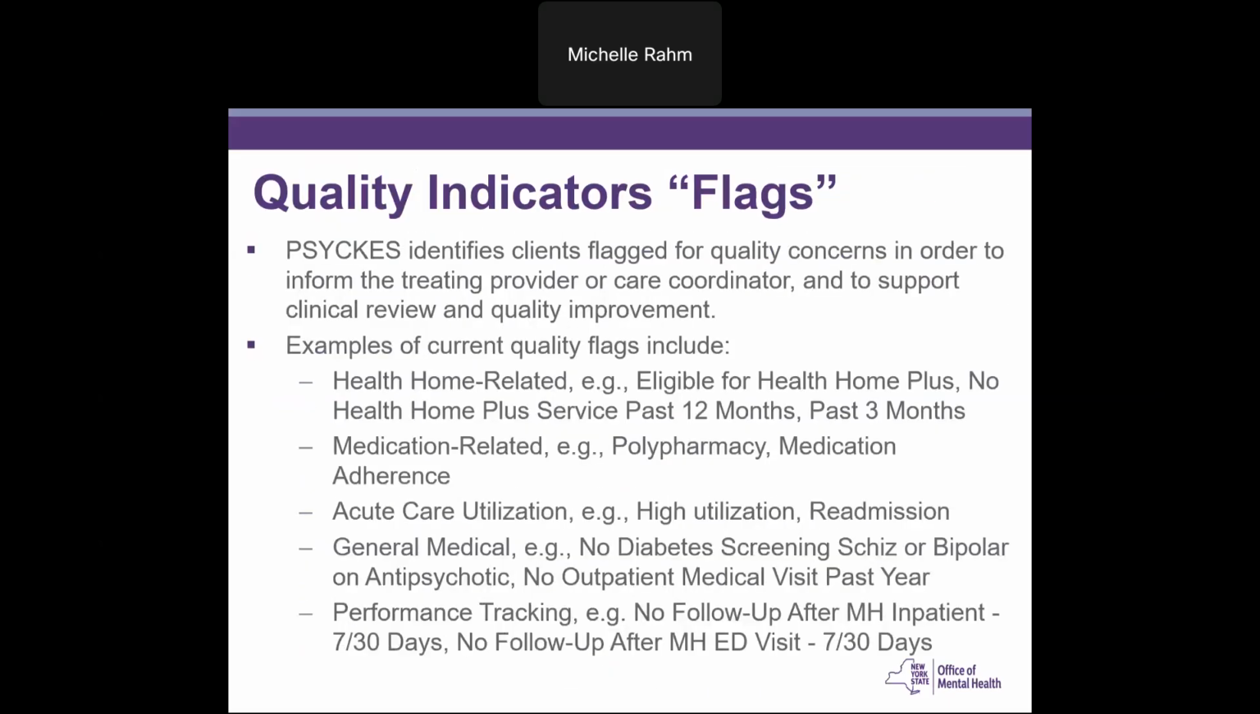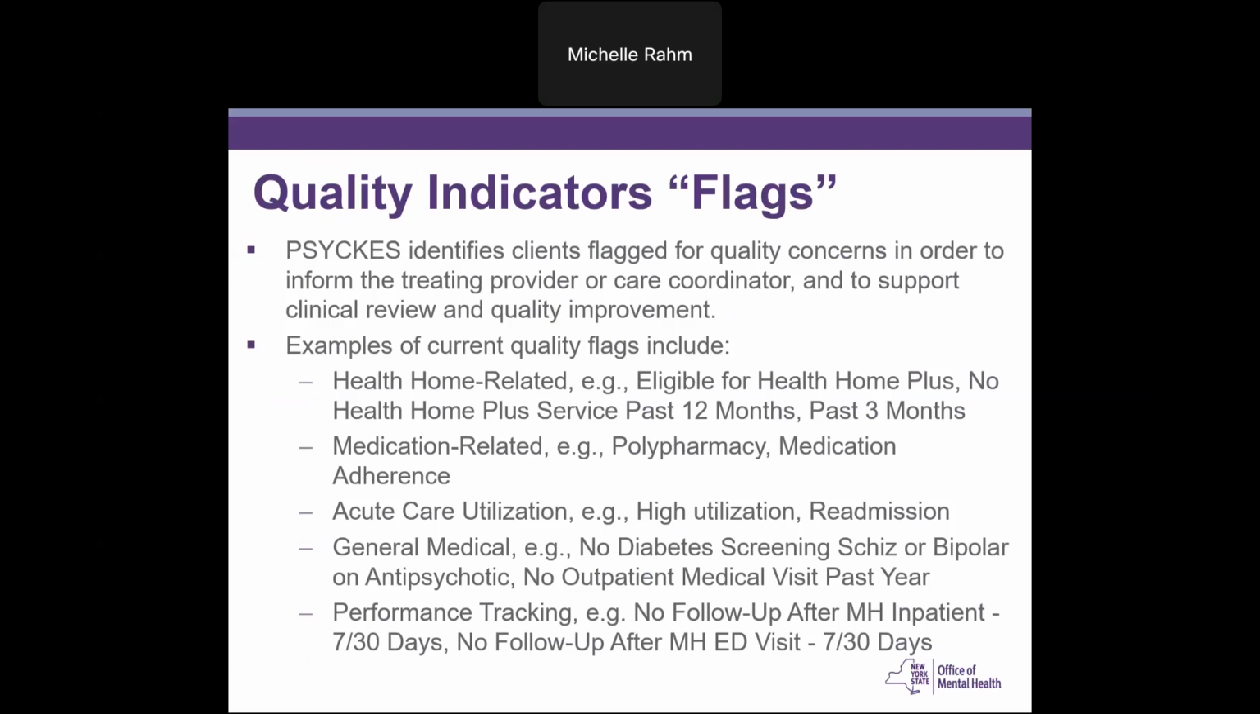All right, so in the application, we also have quality indicators, otherwise known as quality flags. So what these are: OMH has identified a number of health conditions or treatment issues that are important enough that they're worth scrutinizing. So what PSYCKES does is it tracks clients who are positive for one or more of these health conditions or treatment issues. That way the provider or the managed care plan or state government leadership can be made aware and then take necessary next steps. So these flags really help with supporting clinical review as well as quality improvement.